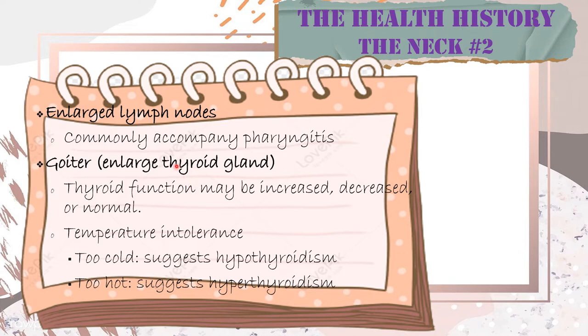So, enlargement of the lymph nodes commonly accompanies pharyngitis, okay? Enlargement of the thyroid gland, usually the thyroid function may increase or decrease or could be normal. So, there can also be temperature intolerance, okay? If too cold, it suggests hypothyroidism. If there is intolerance to too hot, okay, it suggests hyperthyroidism.